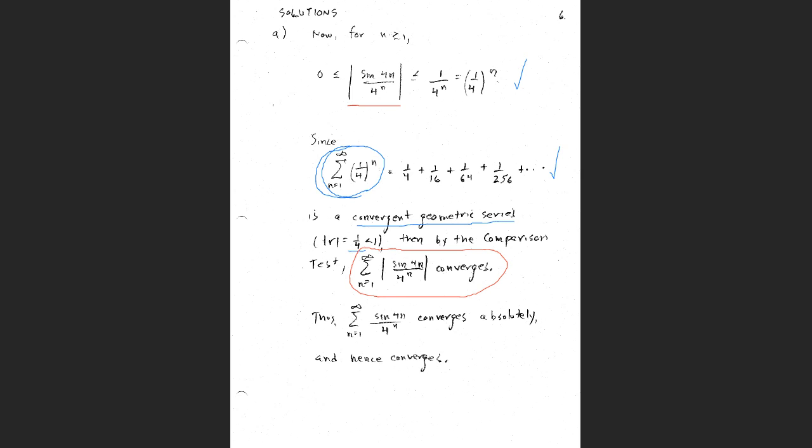And therefore, we can say that our series, the series n equals 1 to infinity of the sine of 4n divided by the 4nth power, our series converges absolutely and hence converges.